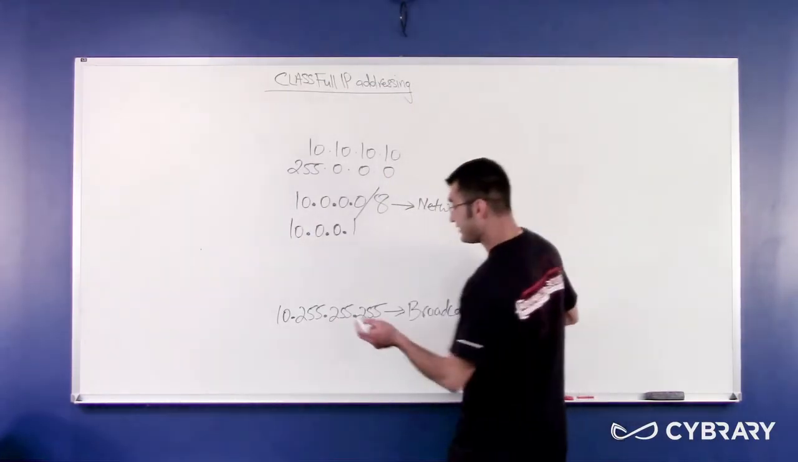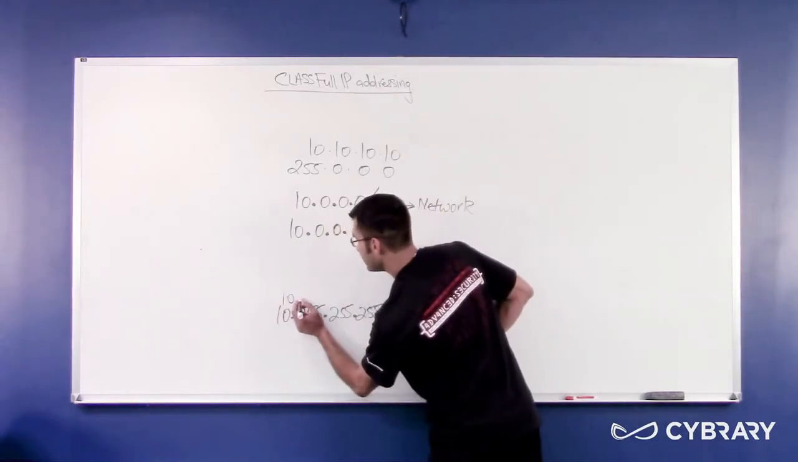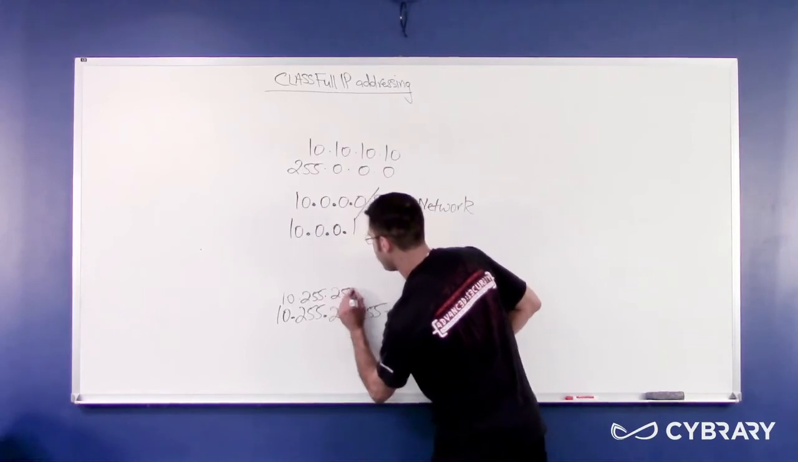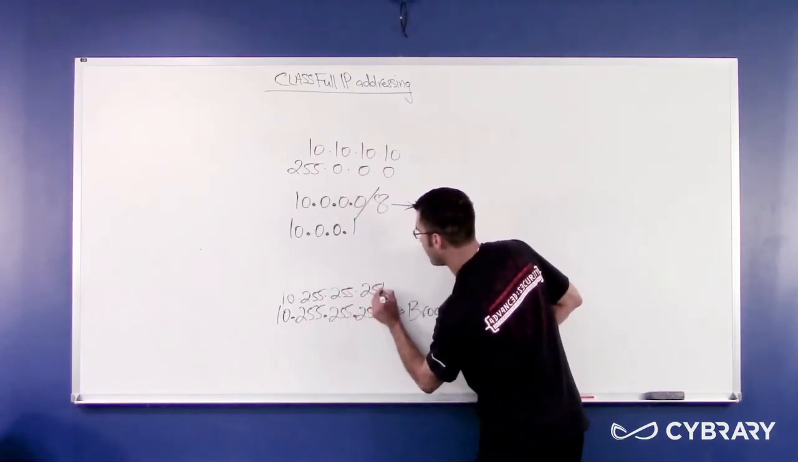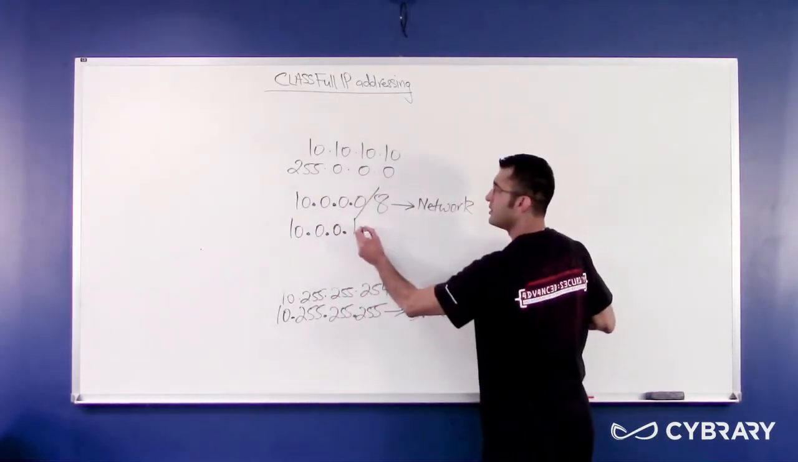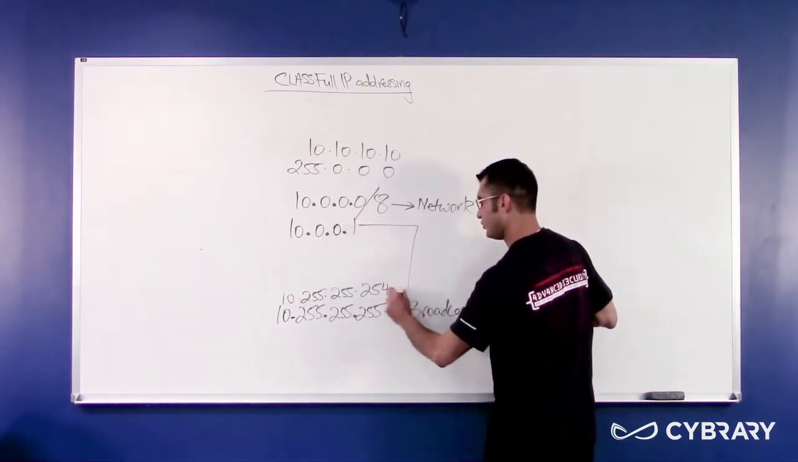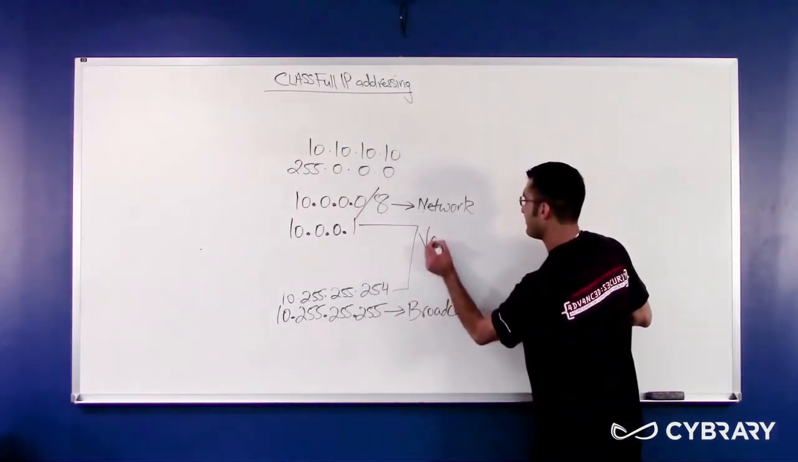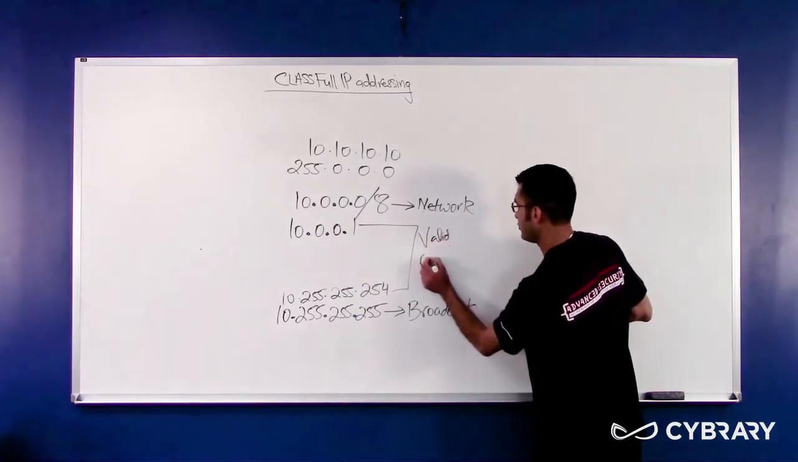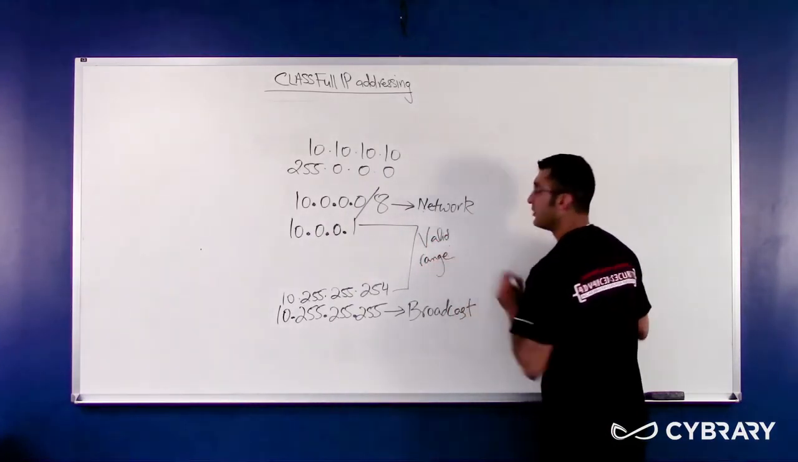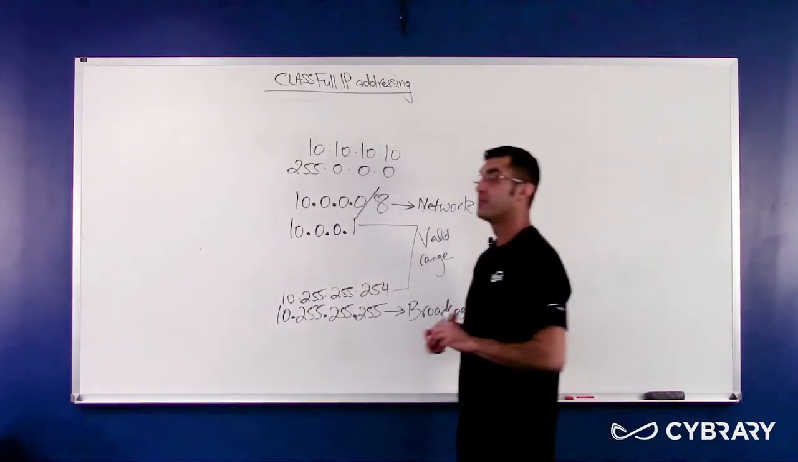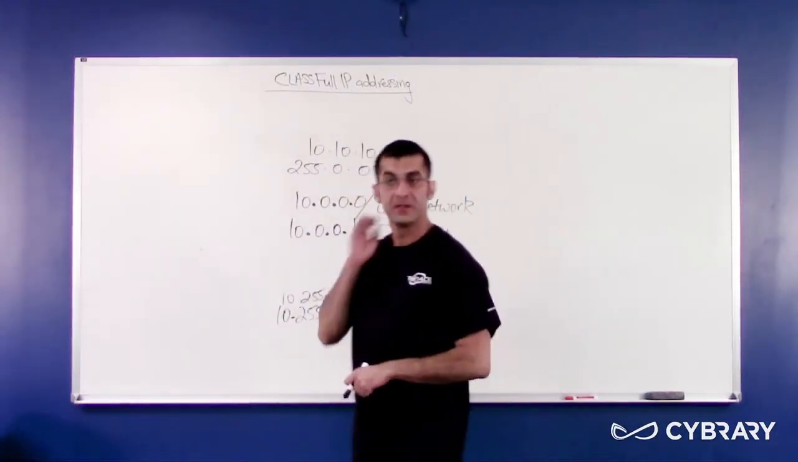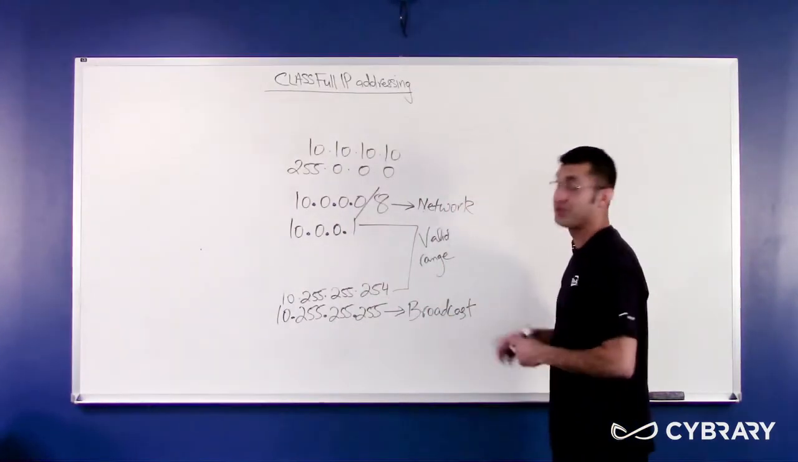The last valid address would be 10.255.255.254. So 10.0.0.1 through 10.255.255.254 would be my valid range. These are assignable addresses that I can provide to machines, to computers, to PCs, to printers.